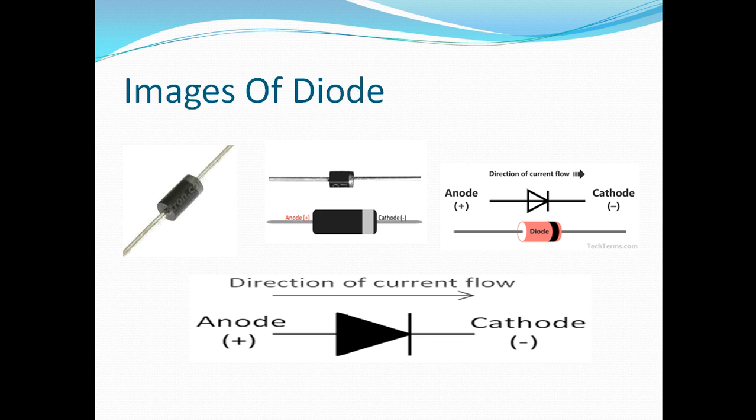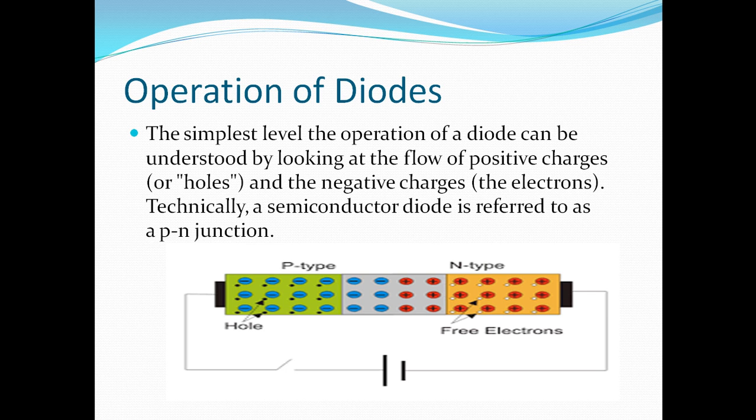Okay, so moving to the next slide. The next slide is the operation of diodes, how diodes are operated. At the simplest level, the operation of a diode can be understood by looking at the flow of positive charges or holes. Positive charges means holes which are present in p-type and n-type material, and the negative charges are known as the electrons. Technically, a semiconductor diode is referred to as a p-n junction.